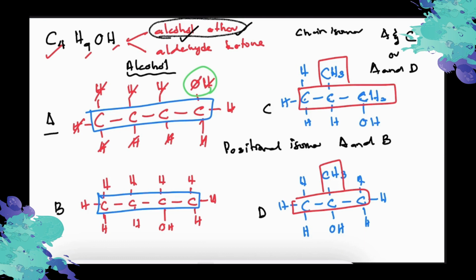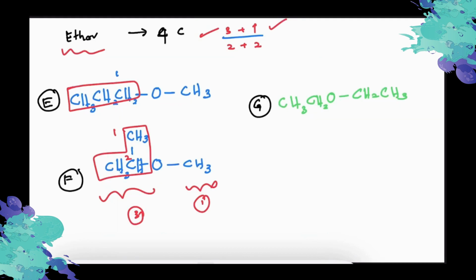And what about the functional group isomer? Functional group isomer is between one alcohol and another one is ether. So we can put A and E is an example of functional group isomer. Alright, and also we can take any alcohol and one ether as a pair of functional group isomer.